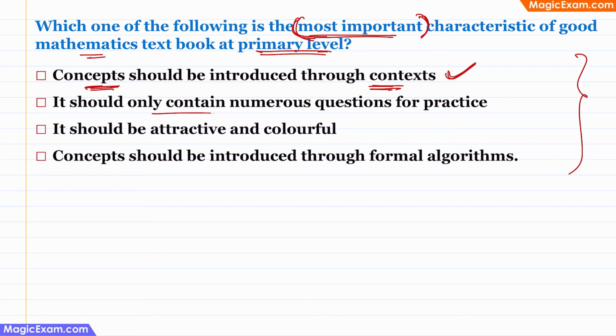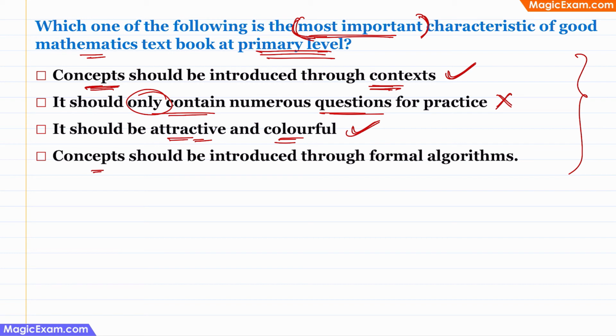Next, it should only contain numerous practice questions. Now, this is incorrect because it should have an adequate number of practice questions, but it should not only contain numerous practice questions. Therefore, this is incorrect. Next, it should be attractive and colorful. This is also a correct statement because if the book for primary level students is dull and black and without any pictures, then they will not be interested, they'll get bored. So therefore, the book also has to be attractive and colorful. So this is also a correct statement.